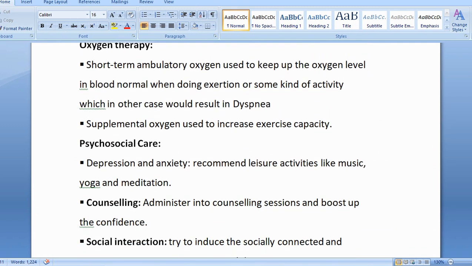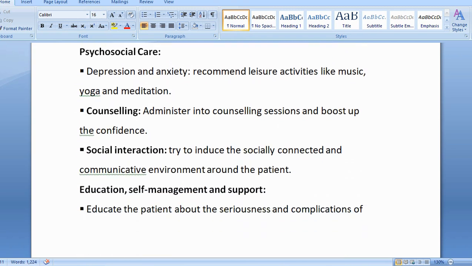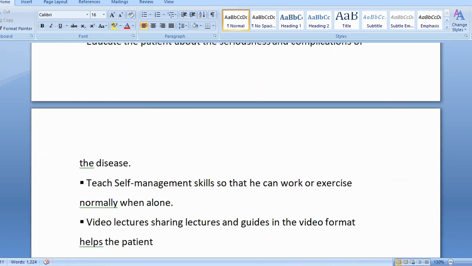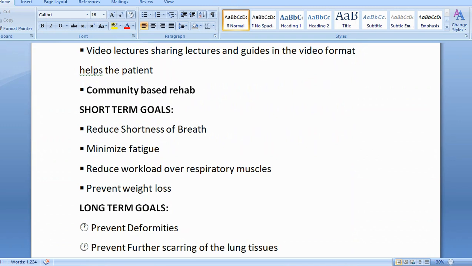Psychosocial care: depression and anxiety, recommend leisure activities like music, yoga and meditation. Counseling: administer counseling sessions and boost up the confidence. Social interaction: try to induce a socially connected and communicative environment around the patient. Education, self-management and support: educate the patient about the seriousness and complications of the disease. Teach self-management skills so that he can work or exercise normally when alone. Video lectures: sharing lectures and guides in video format helps the patient.